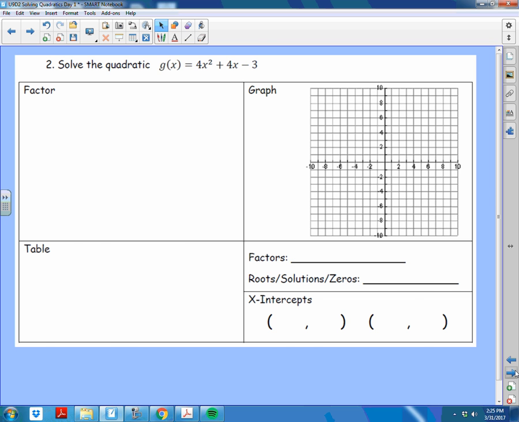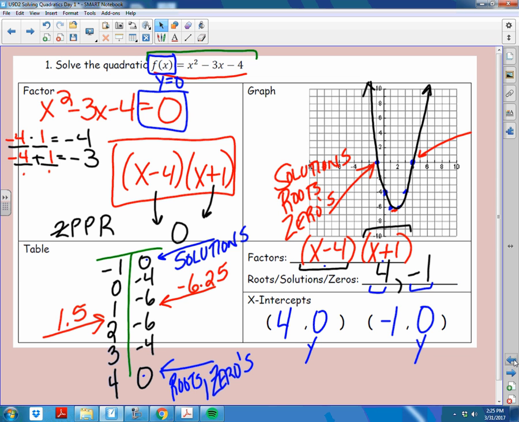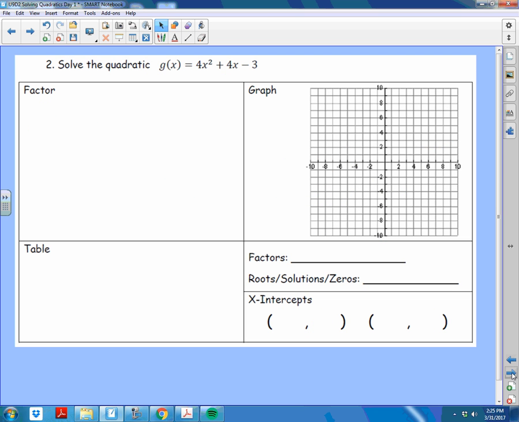Yes, sir. On the table, would it always be -1 through 4, or would you change it based on the zeros? You change it based off where your vertex is. Guys, remember, I want your table based off your vertex. Sometimes you can find the solutions with your table, sometimes you can't. Sometimes you can find them with your graph, sometimes you can't. You can always find them with the equation.